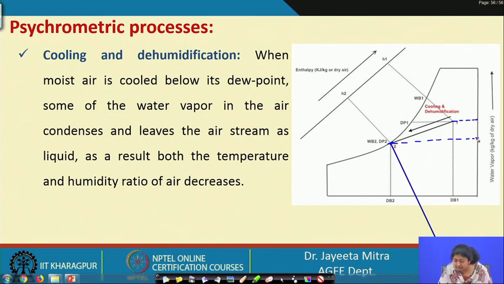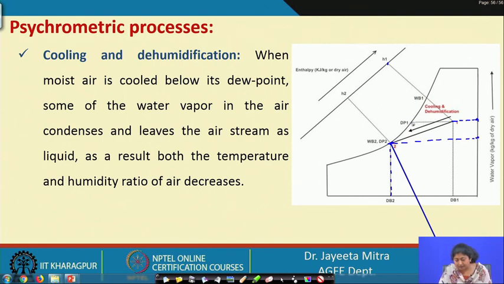Initially the specific humidity was here. Now, when some amount of condensation has occurred, the humidity has reduced from here to here. So the dry bulb temperature of the exit will be this one. And for enthalpy, the first point follows the constant enthalpy line, so H1, and the second position also follows the constant enthalpy line, so we get H2.